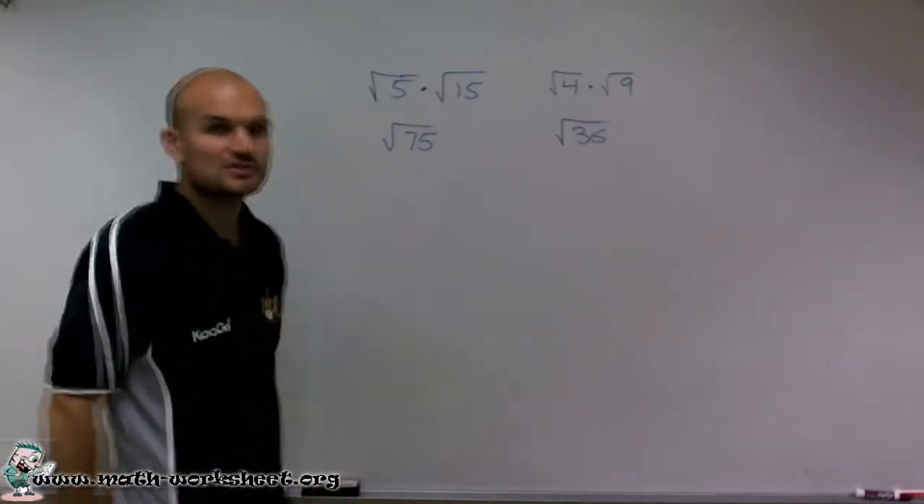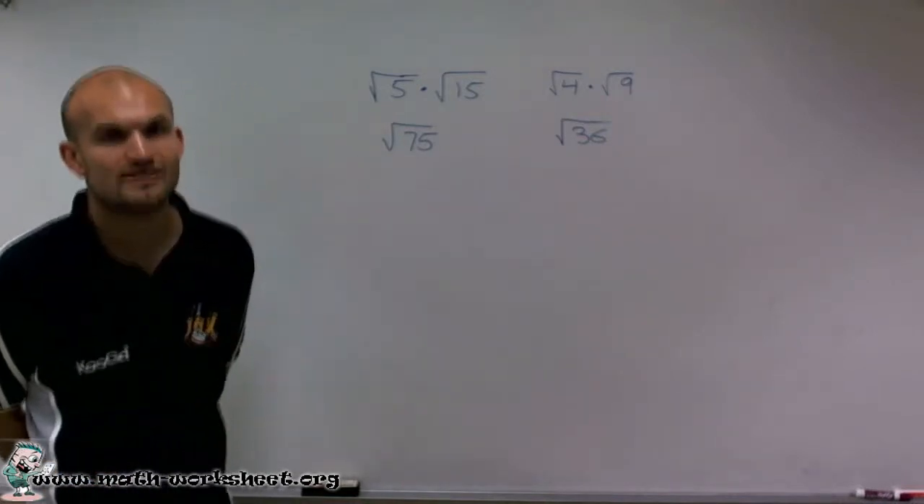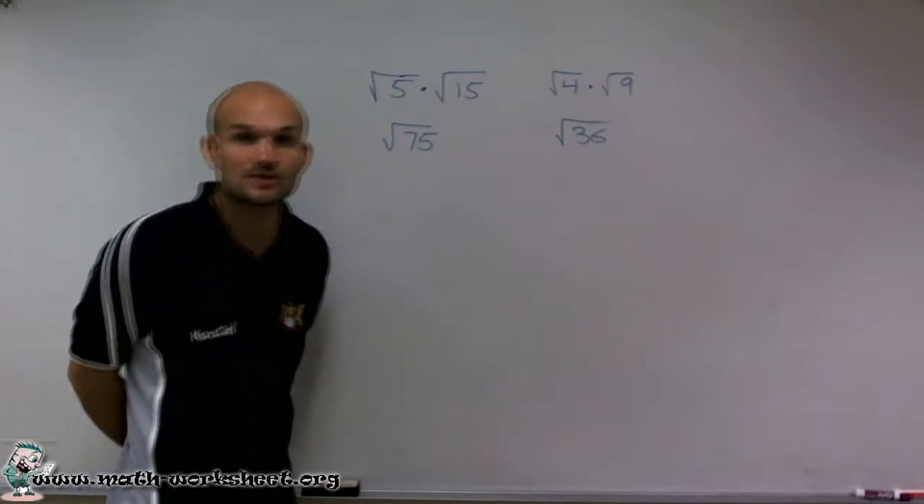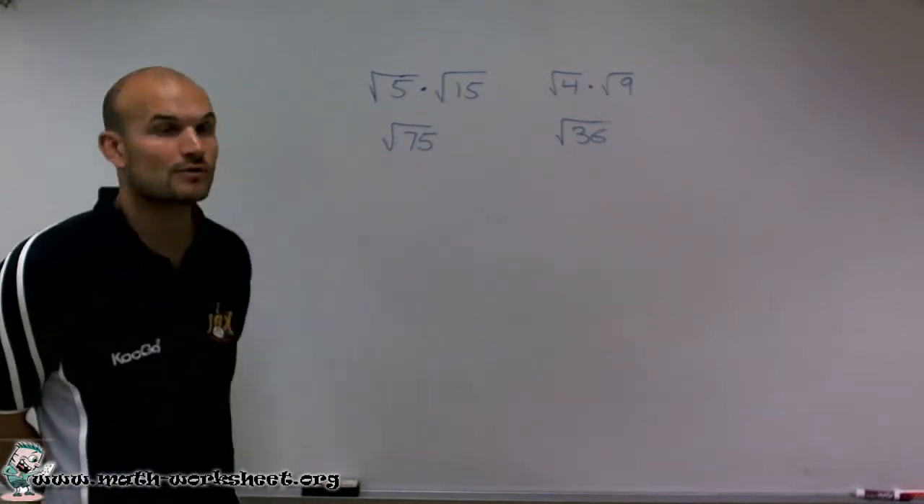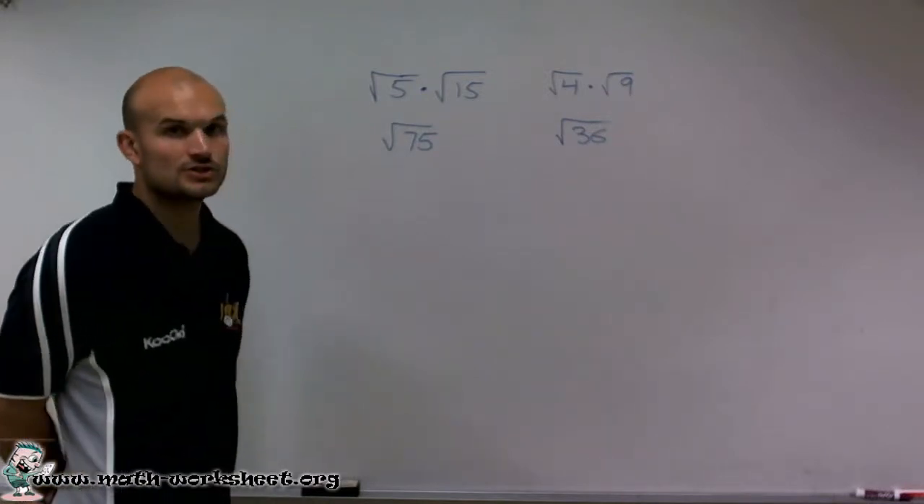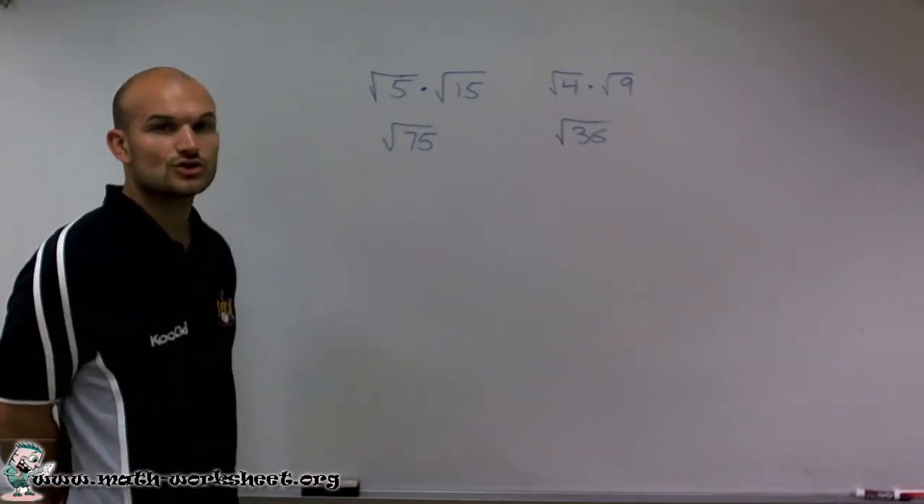So we can see how it works. Now what we need to do is simplify the square root of 75. There's a couple of ways we can do this. One way is factoring. The other way is looking at simplifying out a square root number. For this, I'm going to show you by factoring.